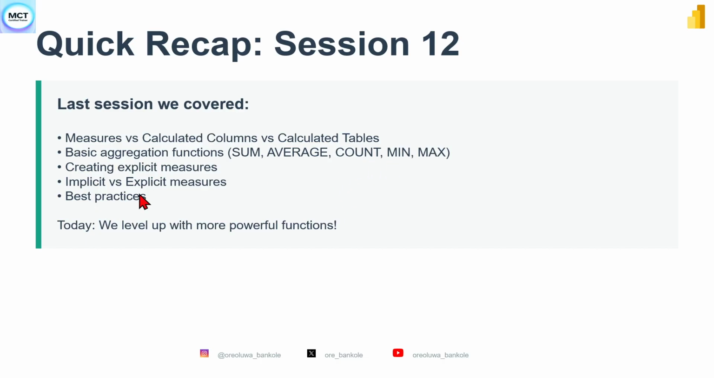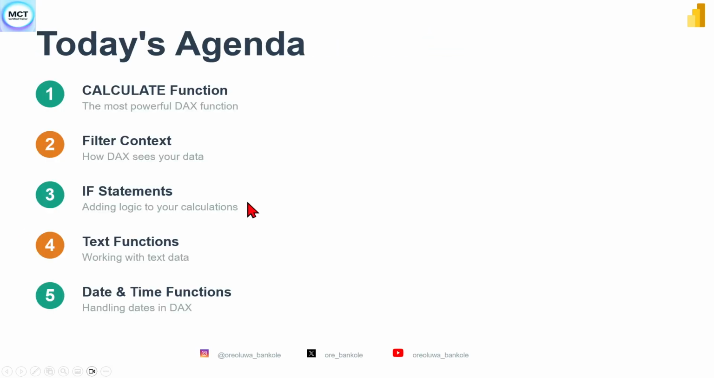Then we discussed implicit and explicit measures, what implicit measures are, what explicit measures are, and the best practices. We did all that in the last class that we had together. So today's agenda: we're going to start with the calculate function. Then we'll go to filter context, then IF, then text functions, then date and time functions.